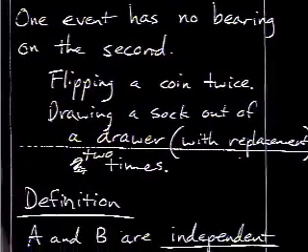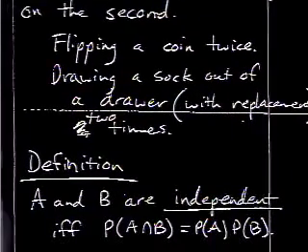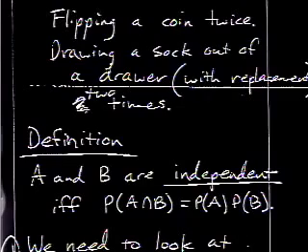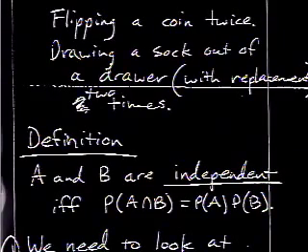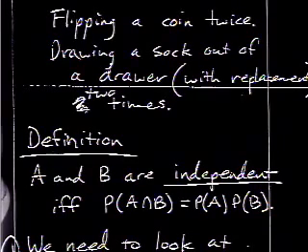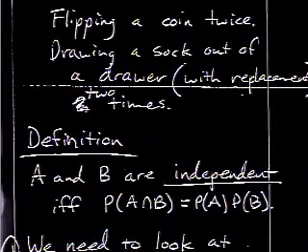Now, in terms of definition, A and B are called independent events if, and I know that's the geometric way of saying if and only if, the probability of A intersect B equals the probability of A times the probability of B. That is the technical definition, and you must stick to it.